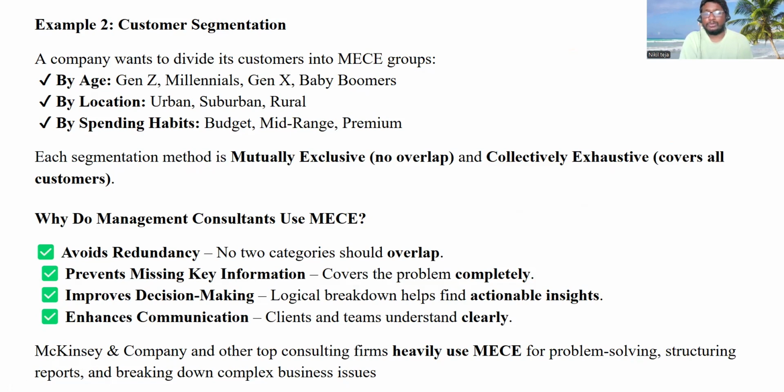By making it MECE, mutually exclusive, that is making segments or categories, and collectively exhaustive, that is covering up all the categories, it will be easy for the clients and teams to understand clearly. McKinsey and Company and other top consulting firms heavily use MECE. They use MECE for problem solving, structuring reports, and breaking down complex problems.